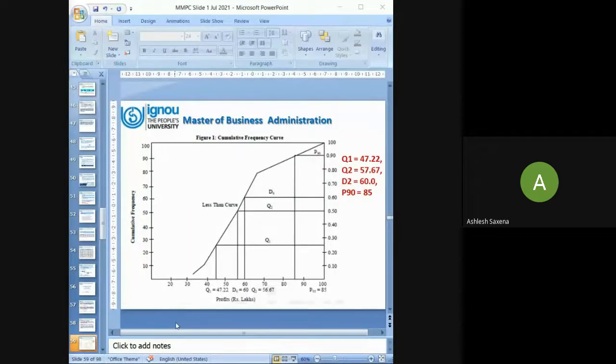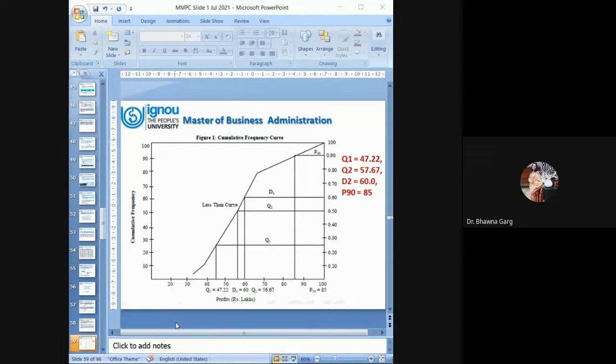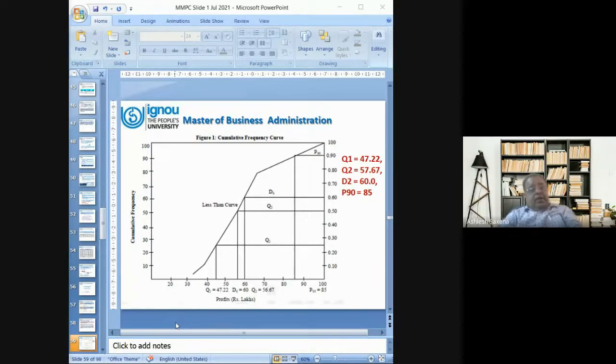Can you find anything from this table, from this figure? Yes, sir. We can see quartile 1, quartile 3, decile and percentile. Correct? Now the thing is that I have used the less than curve.